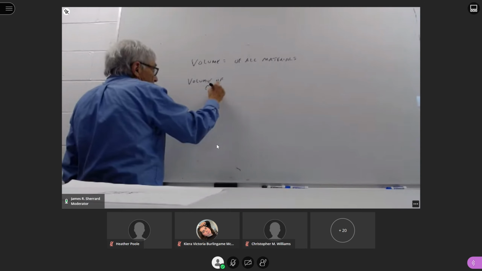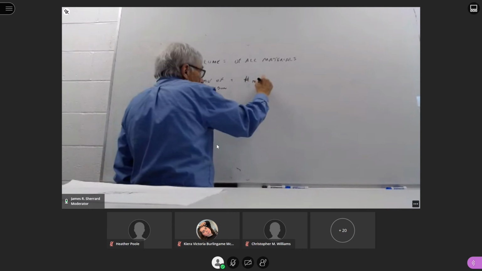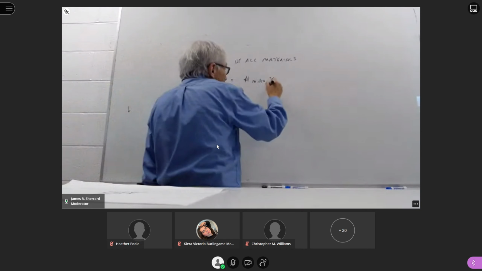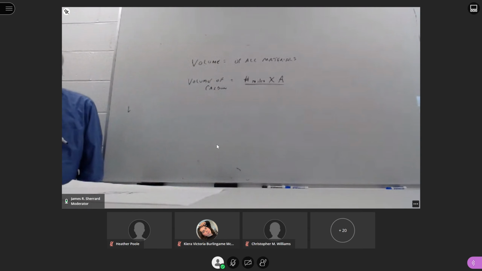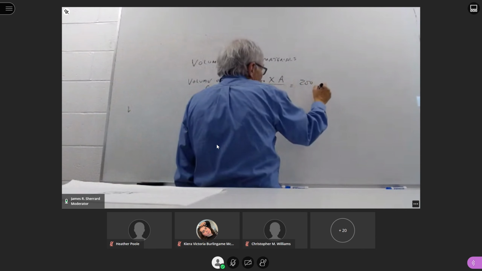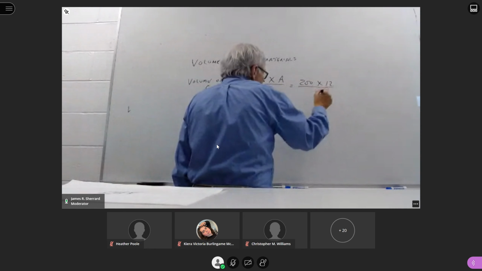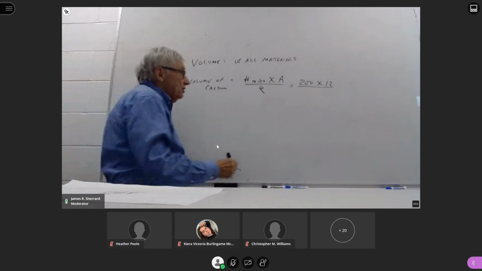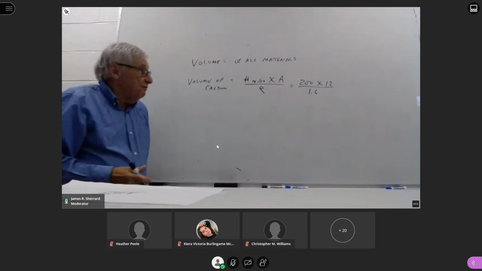I'll just put carbon. It's going to be the number of moles times A divided by the density. So in this particular case, there were 200 moles. A is 12 for carbon. If you go in the back of the book, the density, and they've already given you this at the top of the page, is 1.6. So they come up with a value of that of being 1,500.